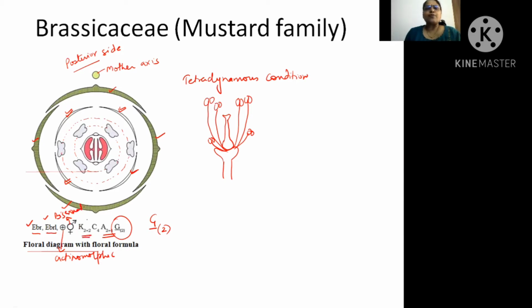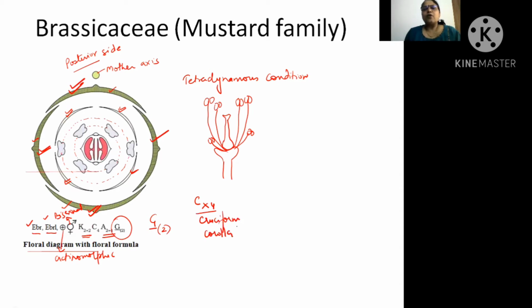Calyx is 2 plus 2 because if you see carefully, one is in one whorl and the other is in the second whorl. That is why we write 2 plus 2, indicating the sepals are also coming in two whorls. And for the corolla we have to write cross 4. It means it is cruciform corolla.